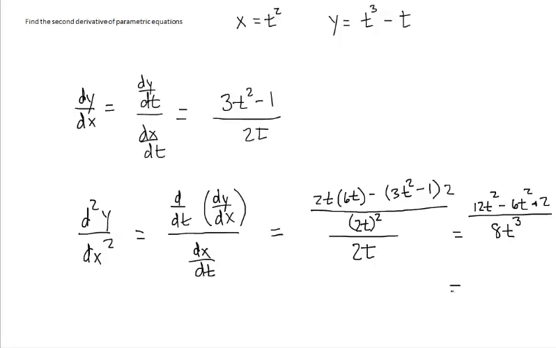And now we can simplify a little more and say that this is 6t squared plus 2 divided by 8t cubed. And then if you wanted to factor a 2 out, we also could do that, and we could call it 3t squared plus 1 divided by 4t cubed. And that's how we use calculus with parametric curves.